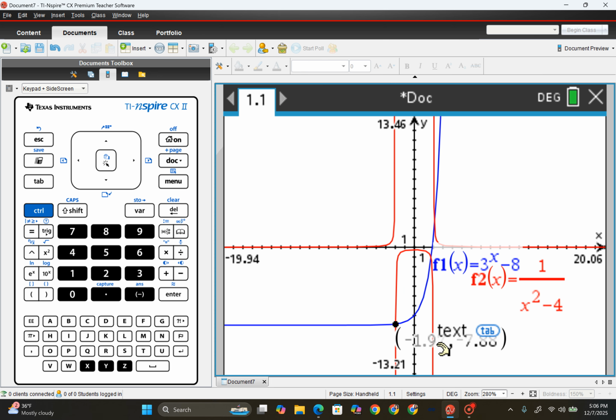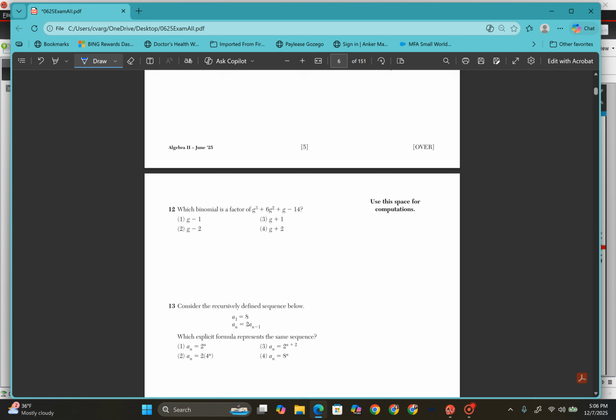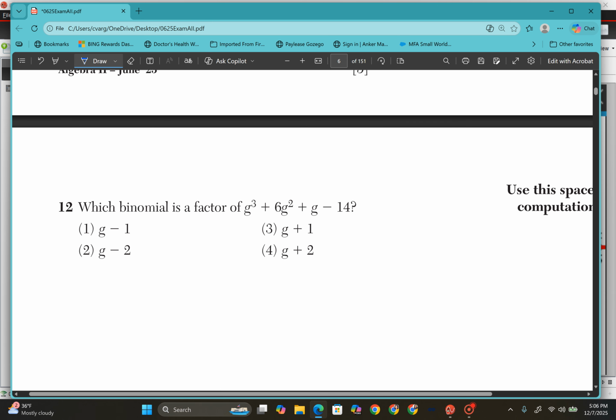1, 2, and 3. Okay, so let's answer that. That's 3 points of intersection. Cool. So that's 10 out of 14 questions, and we're only on number 11. Yeah, let's go. Okay, which binomial is a factor? So remember what factors mean, right? Factors have remainders of 0. So low key, this is another remainder theorem question, right? Set this equal to 0.